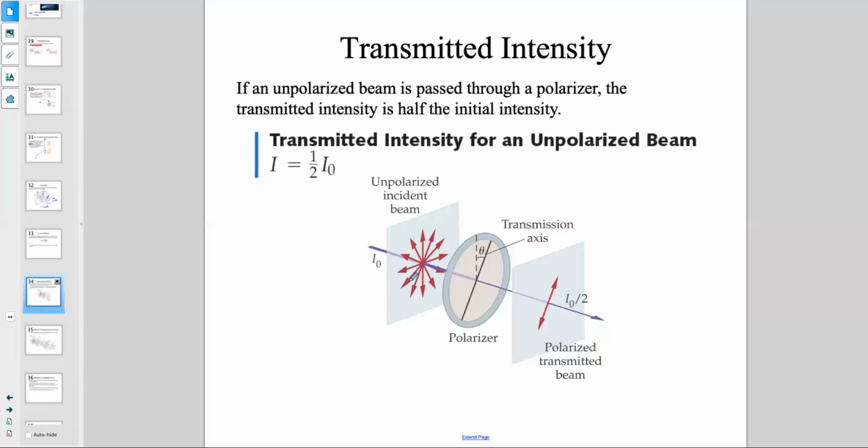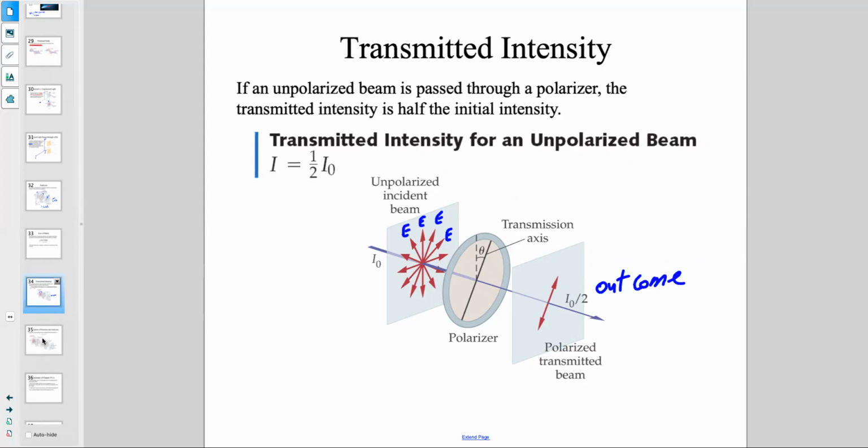So I have an unpolarized beam. It means that this is the E field for one of them, and this is the E field for the other one. This is unpolarized. And I let it go through my polarizer, or my analyzer, with an angle of theta. Then it will be polarized with this angle. It will only let the light with this angle go through, but then the outcome intensity will be I0 over 2. It will be half of its initial value.